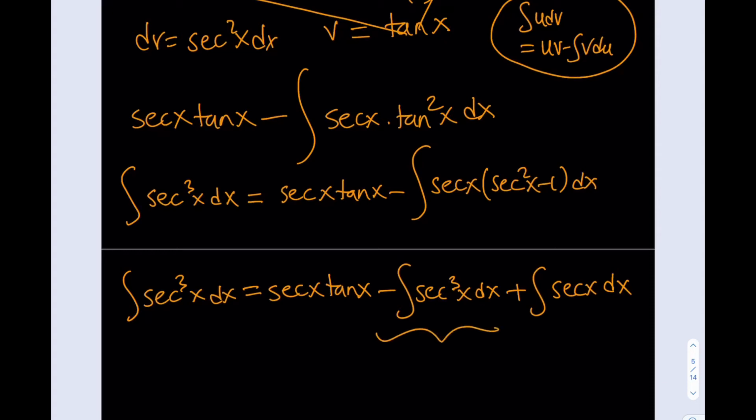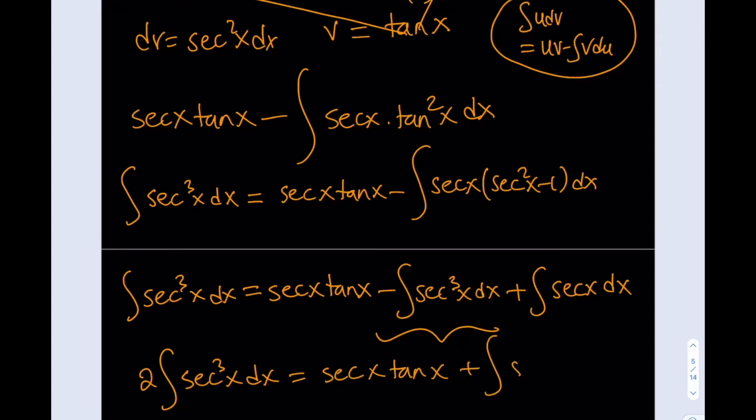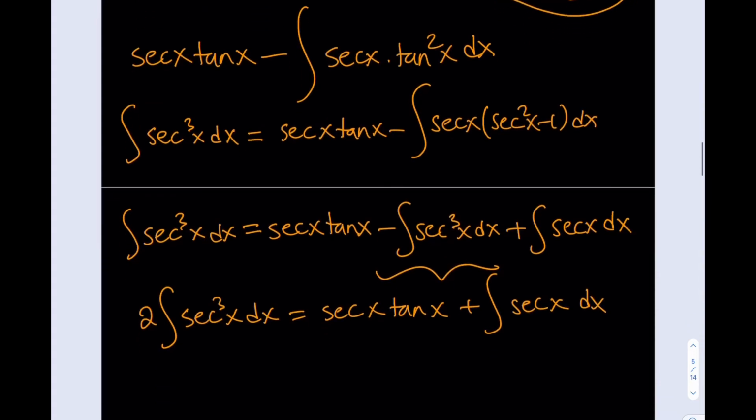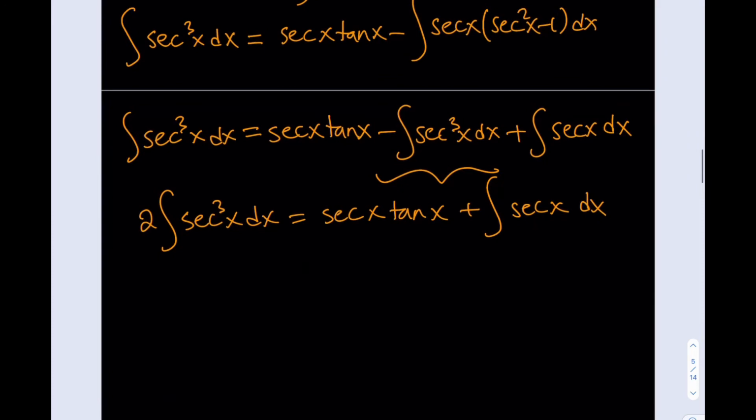We can just add this guy to both sides, right? And when we do, what are we going to get? We're going to be getting 2 times the same guy, right? So that's going to look like this. 2 times the integral of secant cubed x dx is equal to secant x tangent x plus the integral of secant x dx, which is something we already calculated, right? So we know the integral of secant x. We can go ahead and solve this.